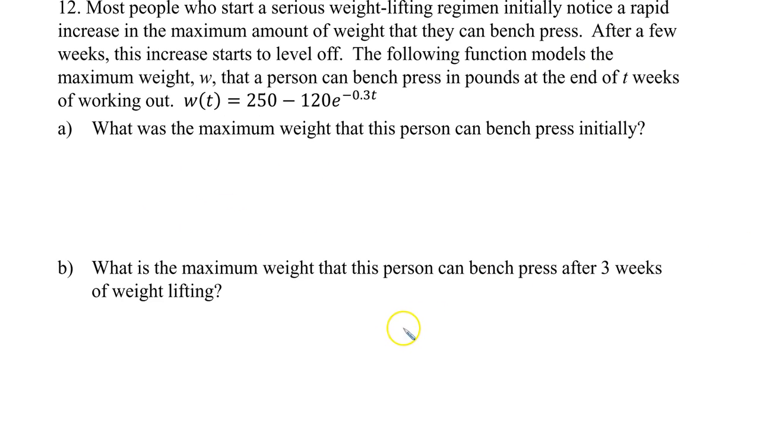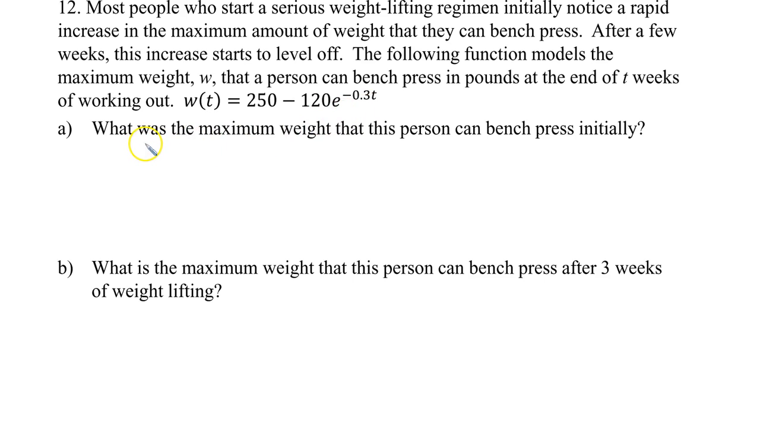Okay. Last question in this section says most people who start a serious weightlifting regime initially notice a rapid increase in the maximum amount of weight that they can bench press. After a few weeks, however, this increase starts to level off. The following function models the maximum weight that a person can bench press in pounds at the end of t weeks. Here is the function. You do not have to create this function. We would give you this function. What I want you to be able to do is to use it.